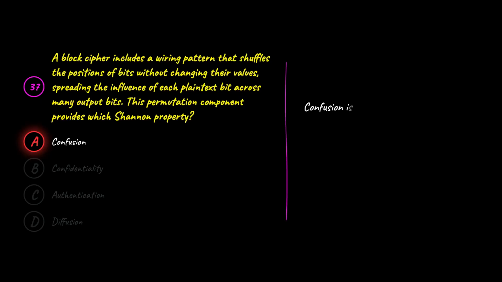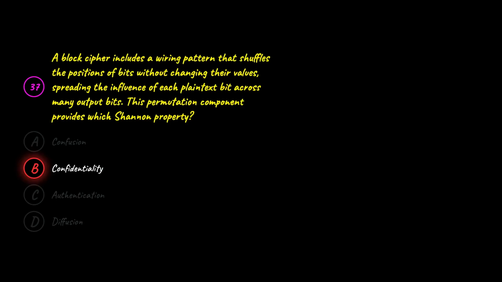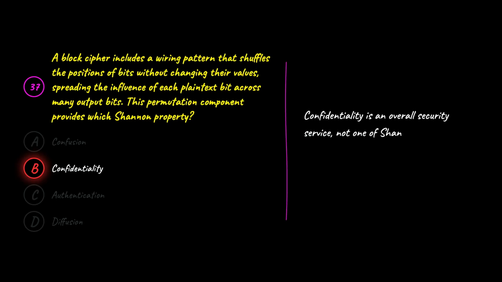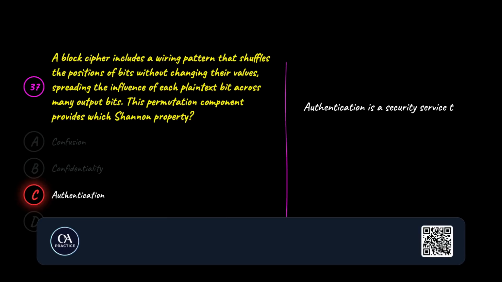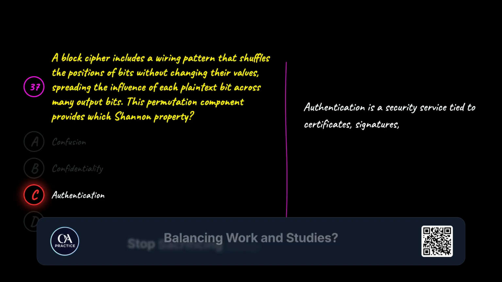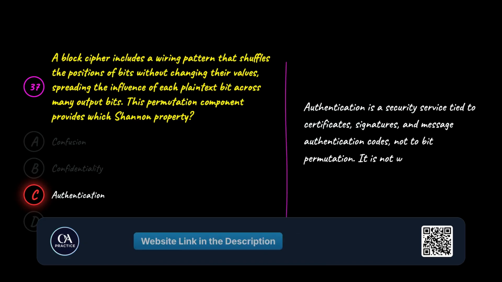A is wrong because confusion is provided by substitution through S-boxes, not by a permutation that only moves bit positions. Confusion hides the key relationship rather than spreading plaintext influence. B is wrong because confidentiality is an overall security service, not one of Shannon's two cipher design properties. The permutation specifically provides diffusion. C is wrong because authentication is a security service tied to certificates, signatures, and message authentication codes, not to bit permutation. It is not what a P-box provides.